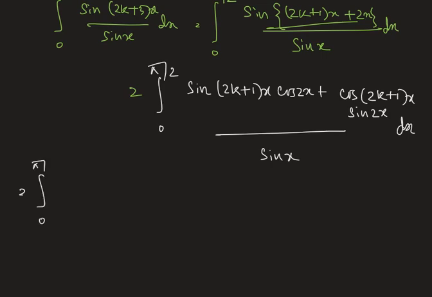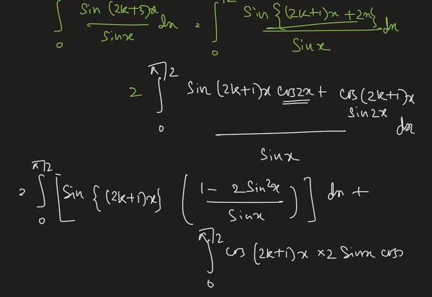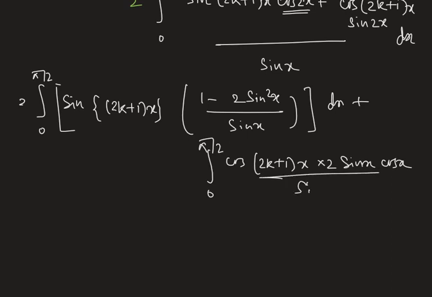Then we get integration 0 to pi by 2 of sine (2k plus 1)x multiplied by (1 minus 2 sine square x) divided by sine x, as cos 2x is nothing but 1 minus 2 sine square x, plus integration 0 to pi by 2 of cos (2k plus 1)x multiplied by 2 sine x cos x, whole divided by sine x. So this cancels out.